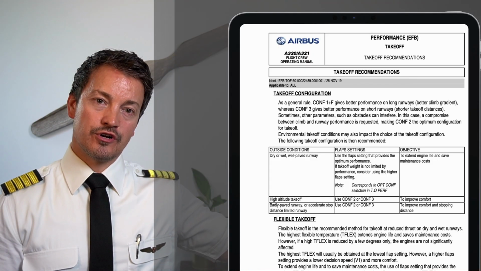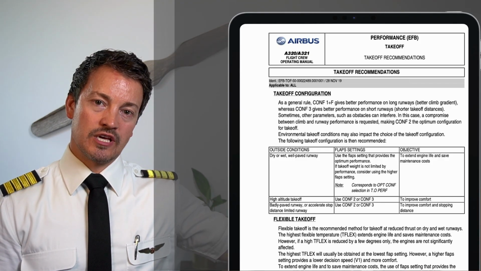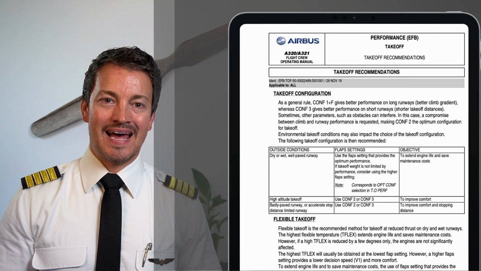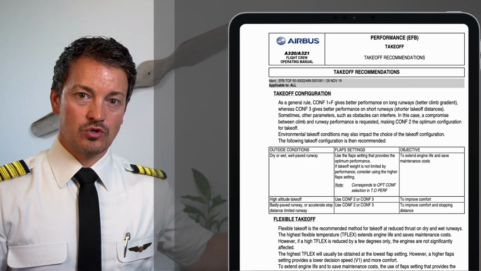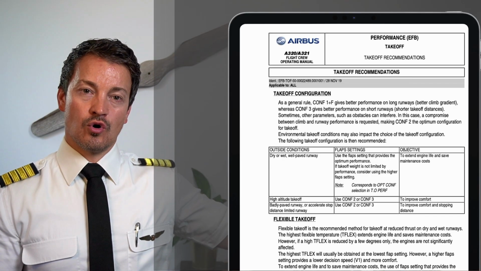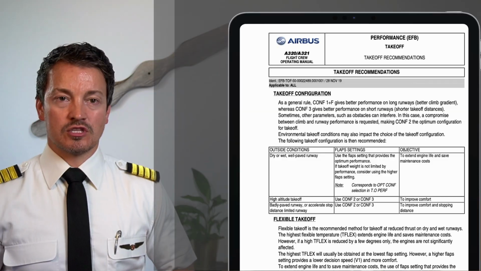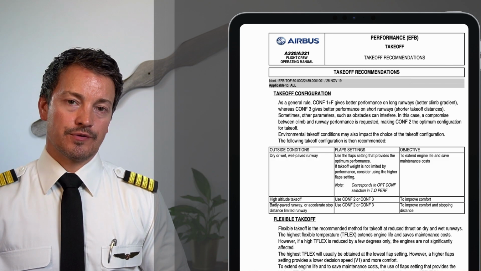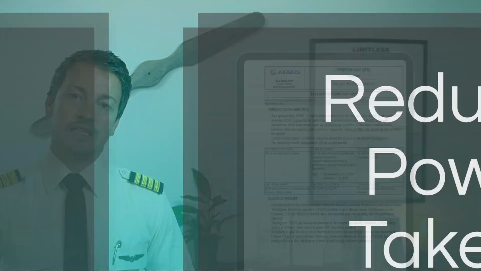For comfort in high altitude operations, we should use config 2 or config 3. Also on badly paved runways, we use configuration 2 or 3 to take more weight off the wheels, the landing gear, again for comfort. We can find all this in the FCOM.